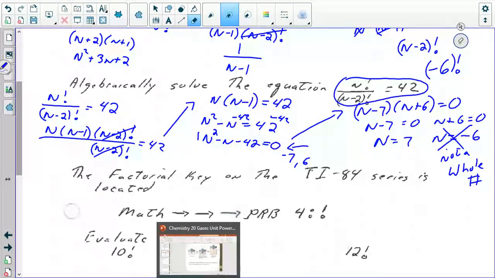I'm just going to bring up my calculator. Anybody not have access to an 83 or an 84 of some form?